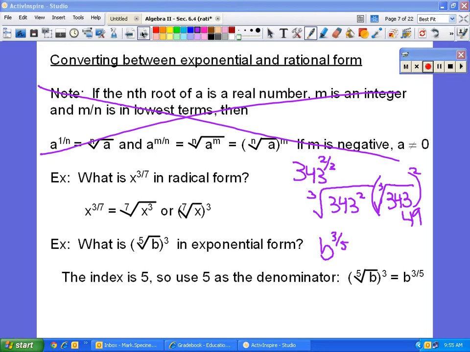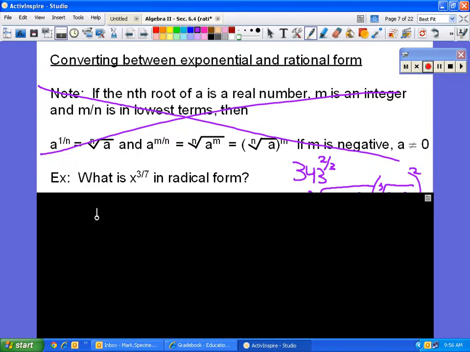Okay. All right, now you've noticed that so far all of the exponents we've been working with are 1/2, 1/3. They all have a numerator of 1. Now we're going to convert when the numerator is something other than 1. So here my example is x to the 3/7 power.